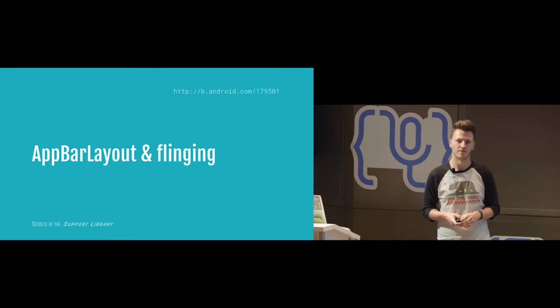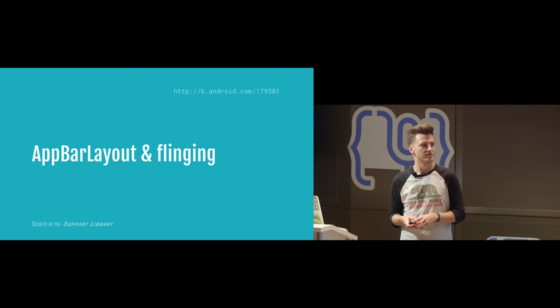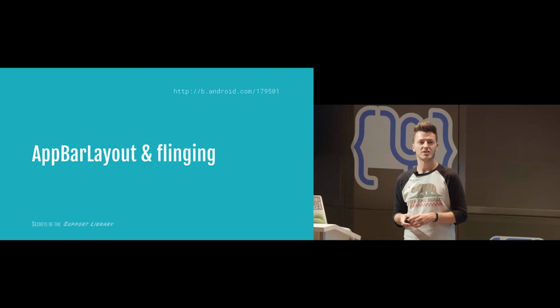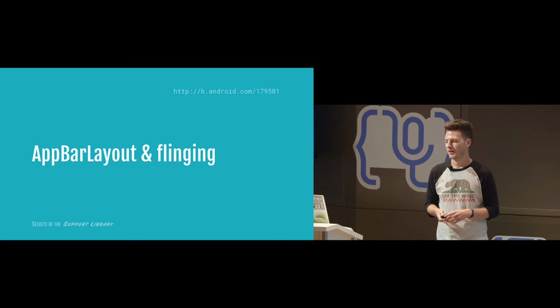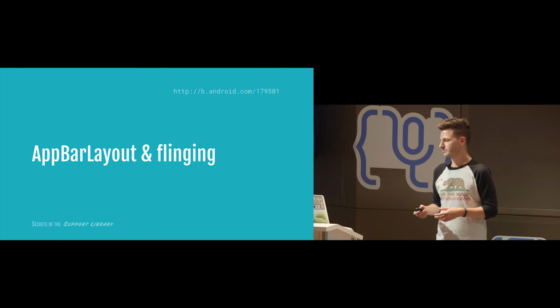Now, the next thing I'm going to talk about, which is the bulk of this presentation actually, is about AppBarLayout and flinging. So if you remember, we released the design library version 22, I believe, so that was a couple of IOs ago. And pretty much straight away, there was a bug raised about flinging. So let's look at it.